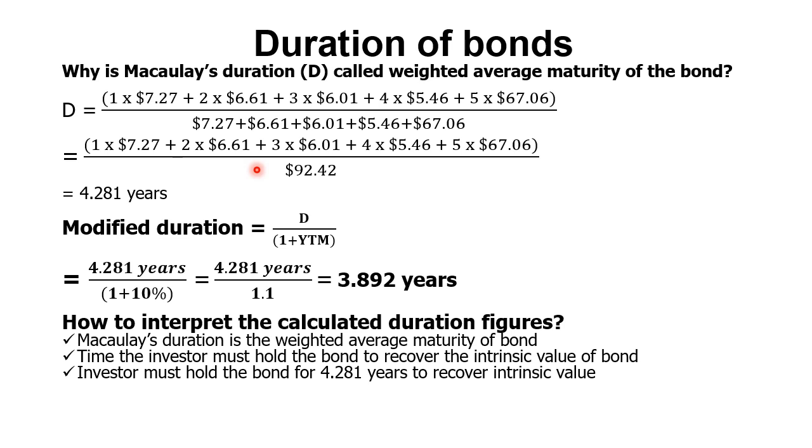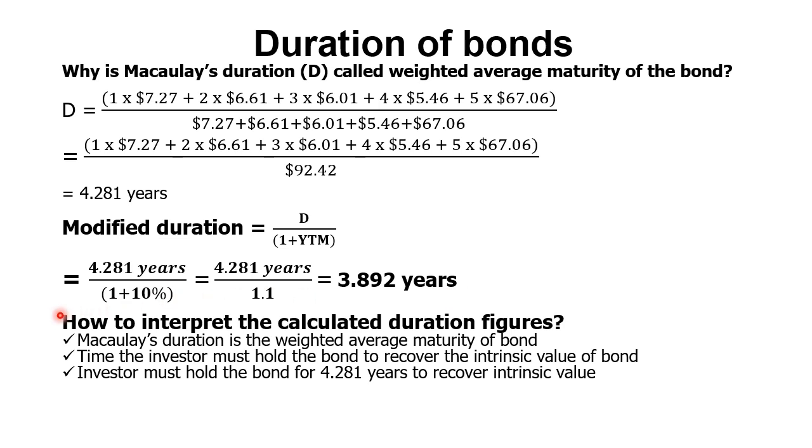To get the modified duration, we divide D, which is the Macaulay's duration, with the term 1 plus YTM. Again, the resultant figure is in years because we divide the Macaulay's duration in years with a number. For our bond, modified duration is equal to 4.281 years divided by 1 plus 10%. The denominator is 1.1. Therefore, the modified duration is 3.892 years.